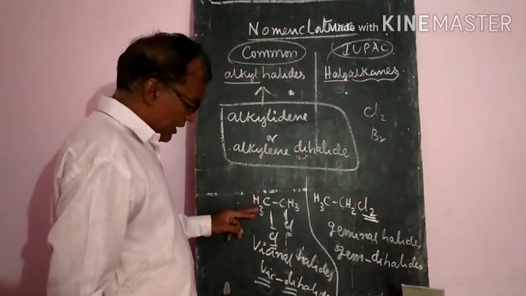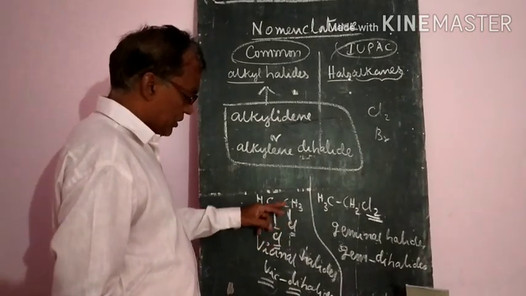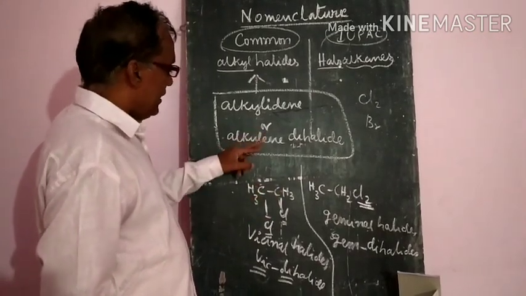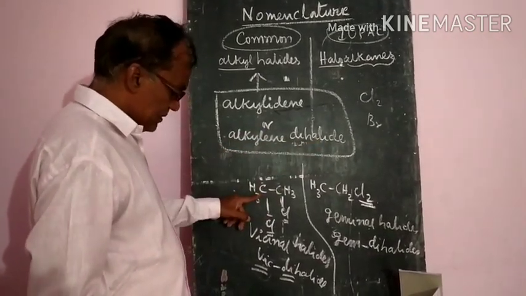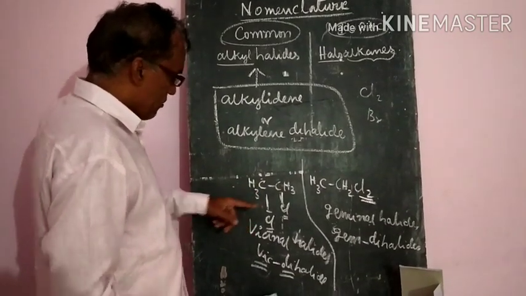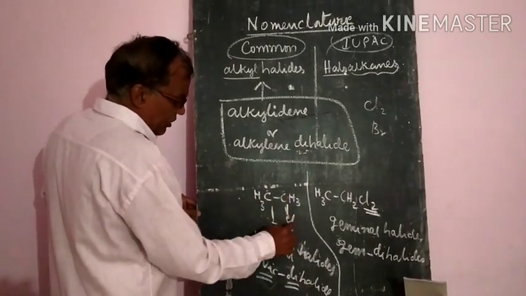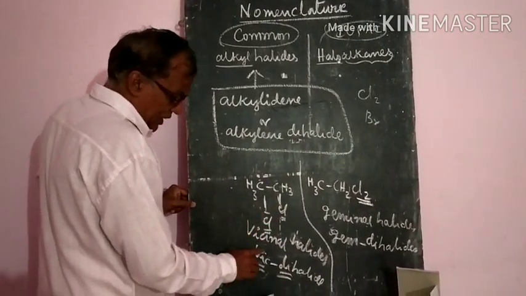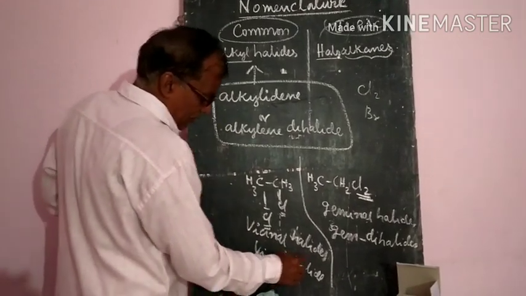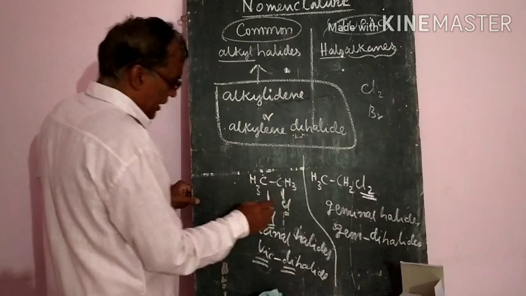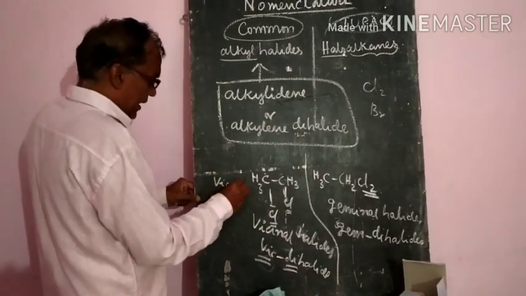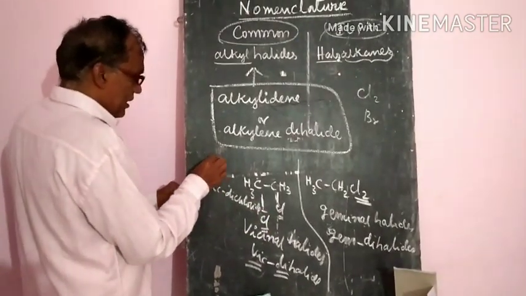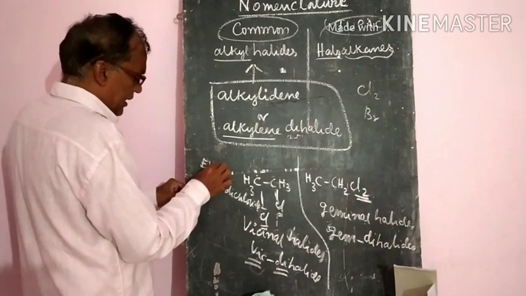If 2 halogen atoms are attached to adjacent carbon atoms, the name given is ethylene dichloride, an alkylene dihalide. Ethylene is there, dichloride is there: ethylene dichloride. Or it can be written as vic dichloride. What is the other name given? Ethylene dihalides, that is ethylene dichloride.